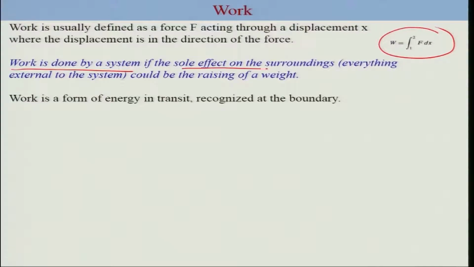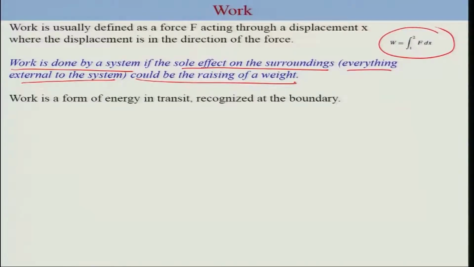the sole effect on the surrounding, that is, everything outside the system, could be the raising of a weight. Essentially, the effective work done by a system on the surrounding can be represented as the effective raising of a weight, even though we may not directly use any weight. The definition says that only the effect could be raising of a weight, but does not say specifically that we have to physically take a weight. So we will try to explain these aspects by taking an example.